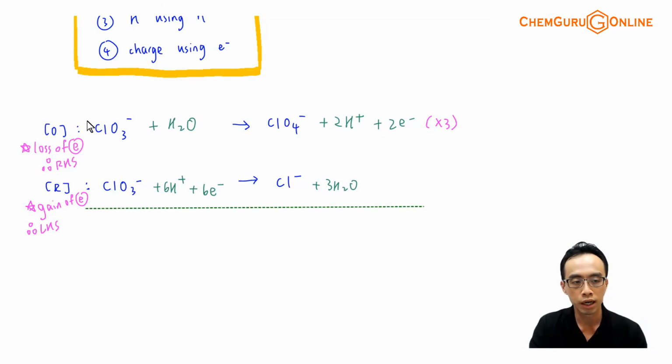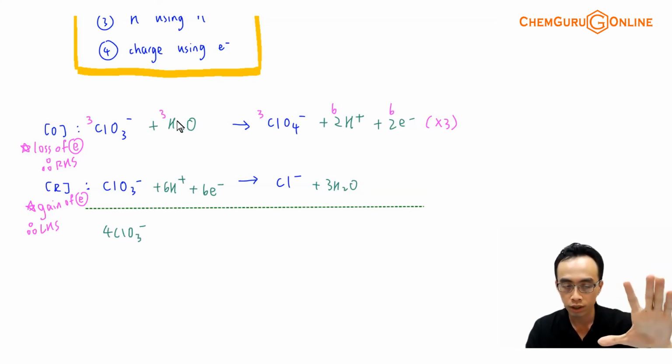So everything multiplied by 3, I'll have 3 ClO3 minus, I'll have 3 water, 3 ClO4 minus, 3 times 2, I have 6 H pluses, and I have 6 electrons. Alright, now I can add the two equations together, and I know that the electrons will cancel. I'll get the overall equation. Now, I have 3 ClO3 minus, add 1 ClO3 minus, so altogether I'll have 4 ClO3 minus.